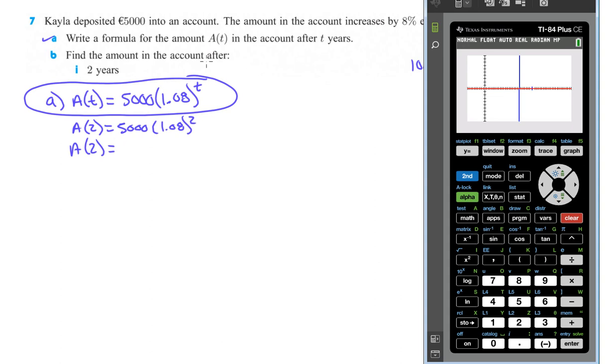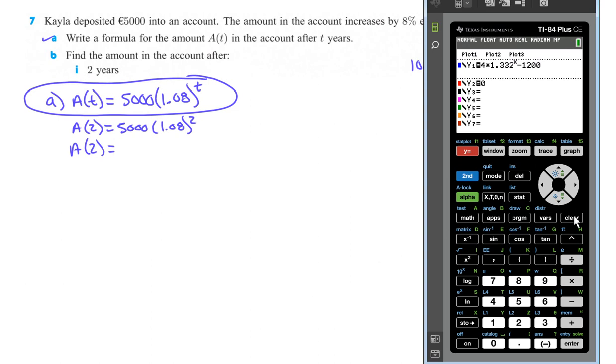Okay, so now if we were going to do a bunch of these different calculations, 2 years, 3 years, 5 years, 10 years, something like that, then I would suggest doing y equals, clearing that out. It didn't go away. Let's try that one more time. There we go. I'm just going to put in 5,000, and then 1.08. You can actually just go through and calculate this on your calculator too. There's no problem at all with that. But if you're going to do a bunch of calculations, this is going to save you some time.